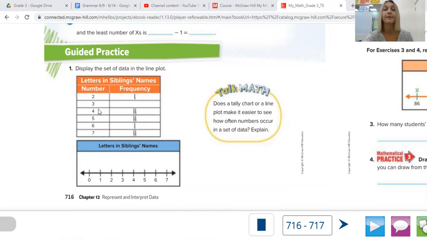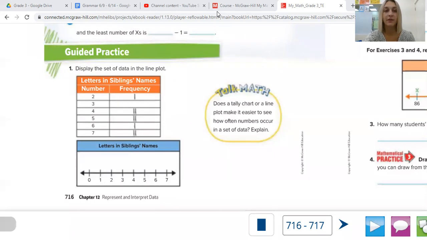So that means if there was a person with 2 letters in their name, that happened once. There was 1 person with 2 letters in their name. 3 letters in their name, there was 0. 4 letters, we had 2. 5 letters, we had 2. 6 letters, 1, and 7 letters, 2. So you're gonna go ahead and take these numbers here and put them on your line plot.